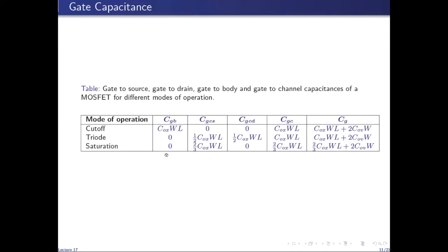In the saturation mode of operation, there is no gate to body capacitance, and there is no channel at the drain side, so CGD is 0. So the gate to channel capacitance is given by 2/3 times Cox times W times L, which is the value of the gate to source capacitance due to the channel. And then adding again 2 times COV times W to this value gives us the total gate capacitance in the saturation mode of operation.